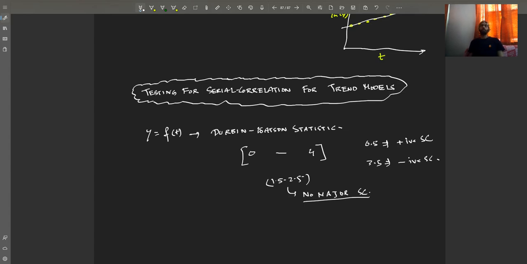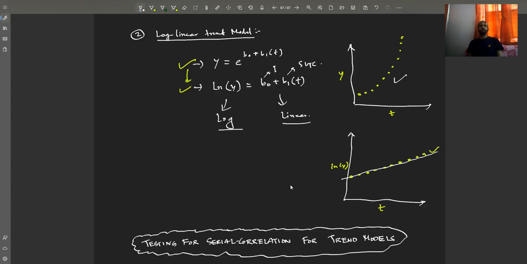So 1.5 to 2.5 or a mean value of 2 is ideal for a Durbin-Watson statistic value. If it becomes far less, it means positive serial correlation. If it becomes far more, it means negative serial correlation. So this is how we test for serial correlation in a trend analysis. Now friends, we'll move into a little more complicated version of time series, which is called the autoregressive model. Let's see what that is.